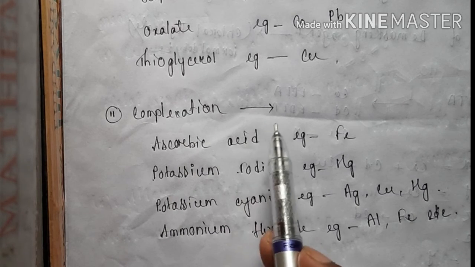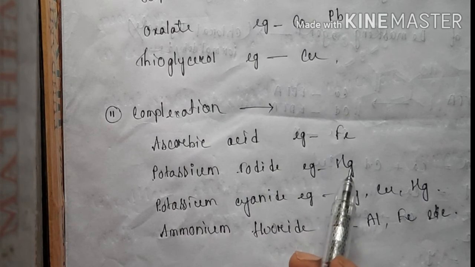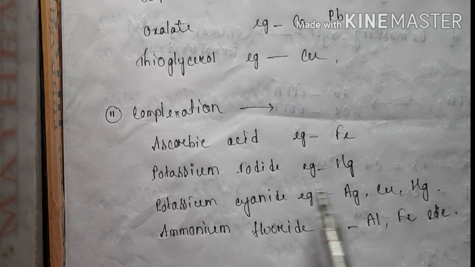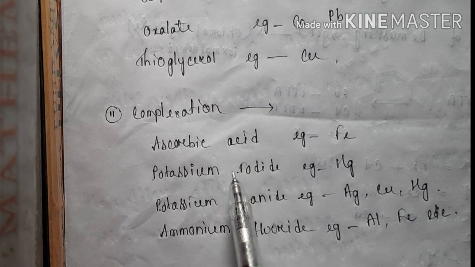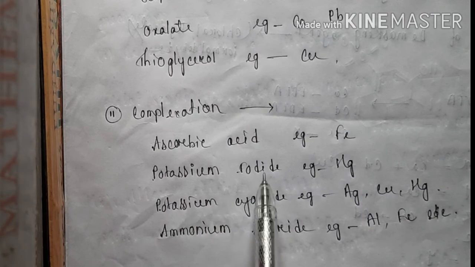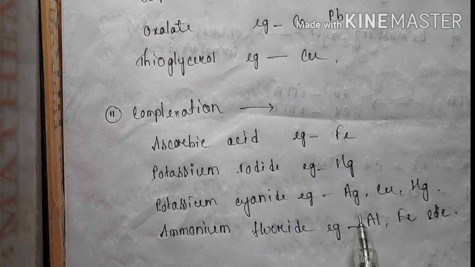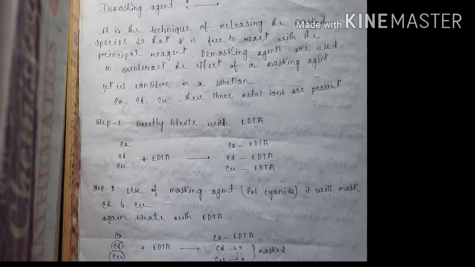This method is more useful than the precipitation because here a more stable complex is formed. And in the precipitation method, there may be a chance of co-precipitation. In the complexation method, we use ascorbic acid to mask the iron metal ion, potassium iodide to mask mercury, potassium cyanide to mask silver, copper and mercury, and then ammonium fluoride is used to mask aluminum, iron, metal ion, etc.